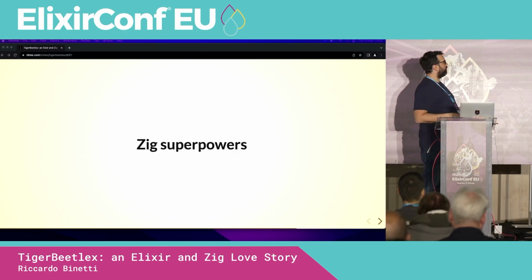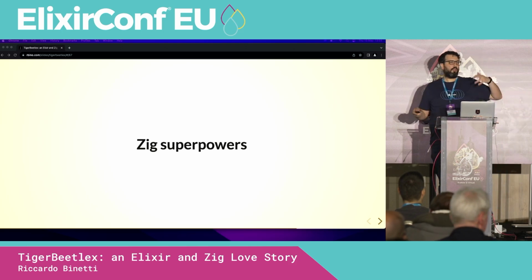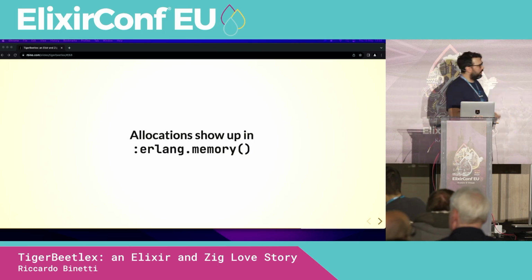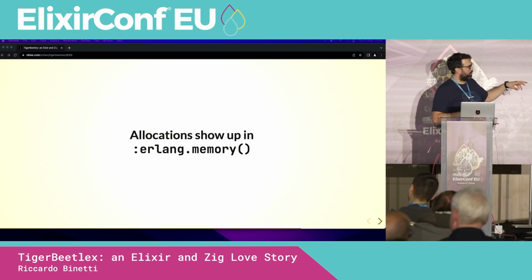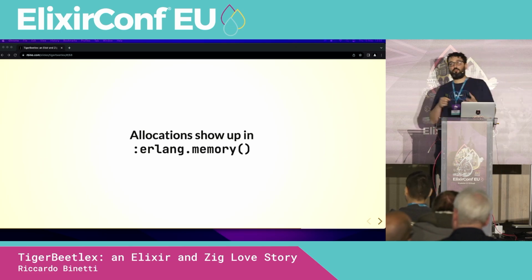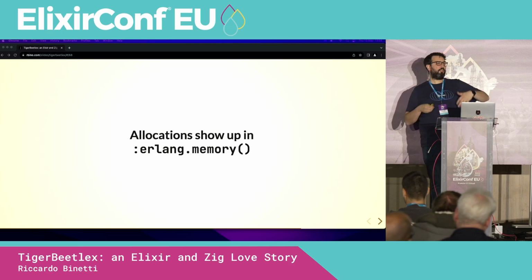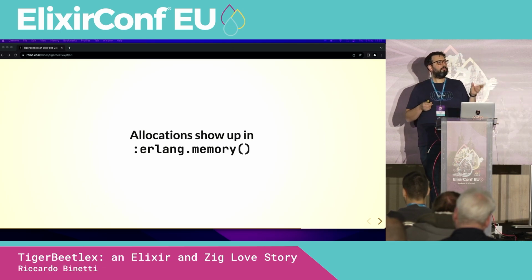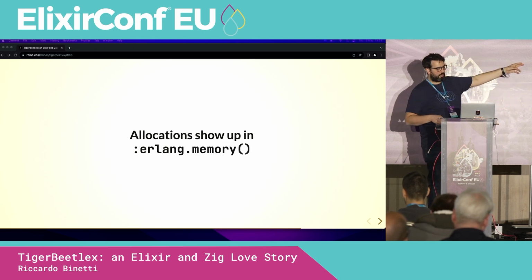There are a couple of nice things that are made possible by Zig in this NIF. First of all, allocations on the NIF side show up in Erlang.memory. This is not strictly allowed by Zig, because in C you can just call alloc beam and get some memory allocated by the beam and the distract from this.